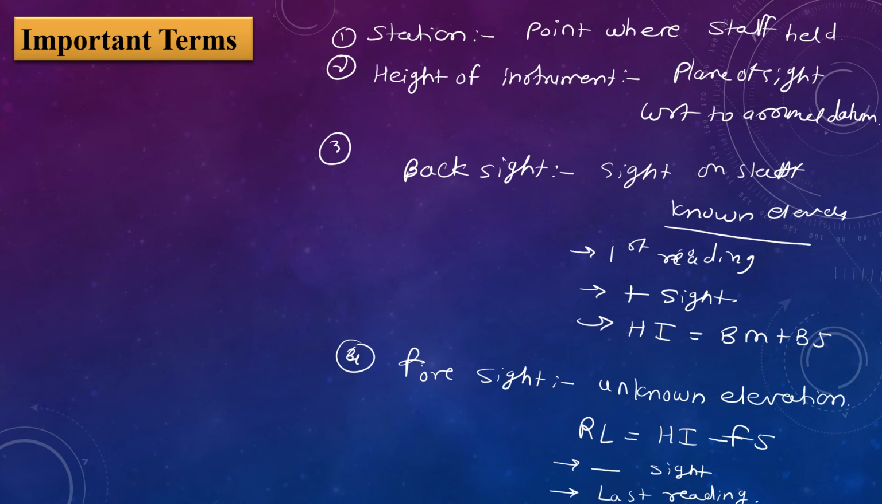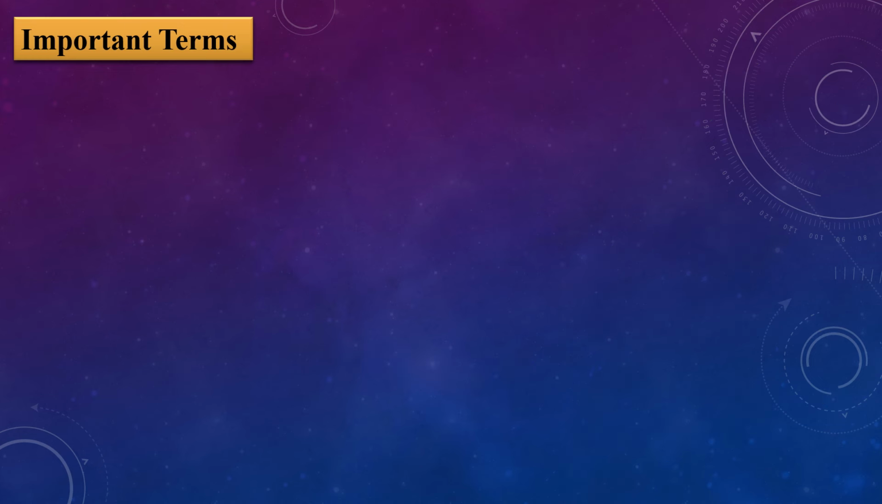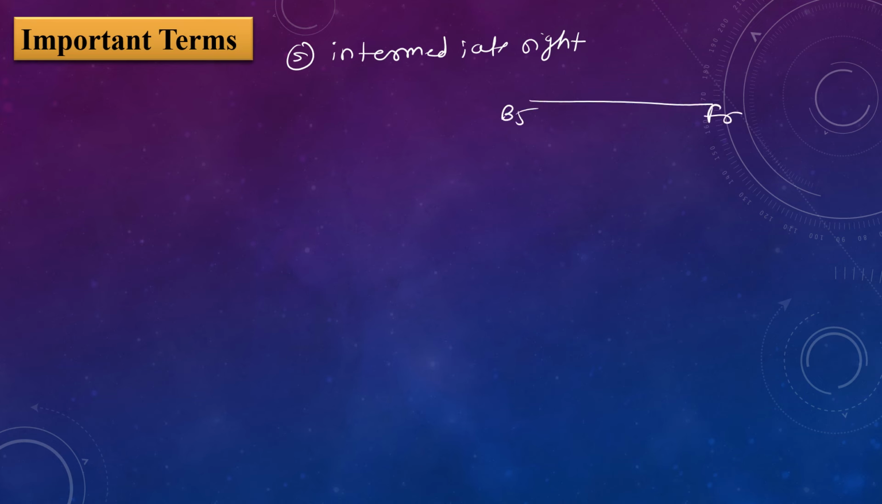The fifth term is intermediate sight. Intermediate sights are the readings which are in between the backside and foresight. Readings between the backside and foresight are nothing but an intermediate sight.